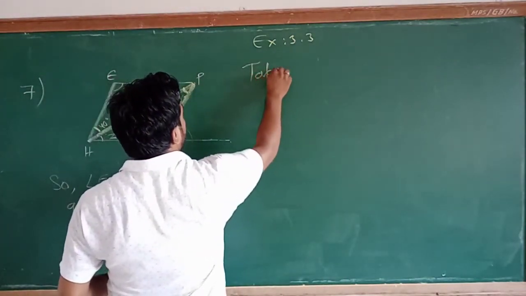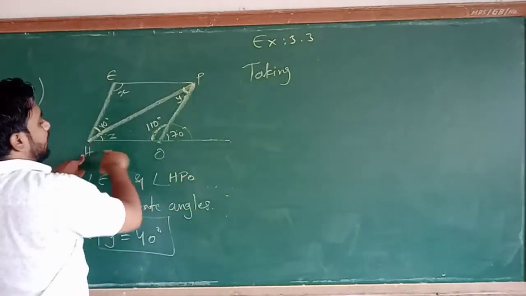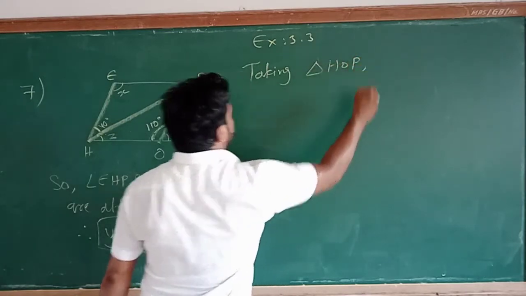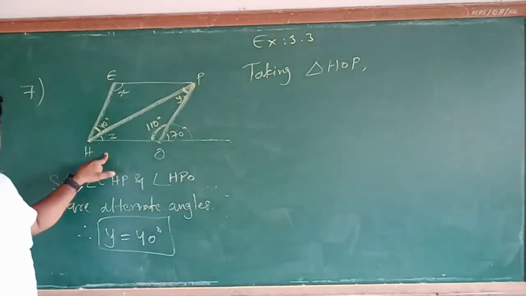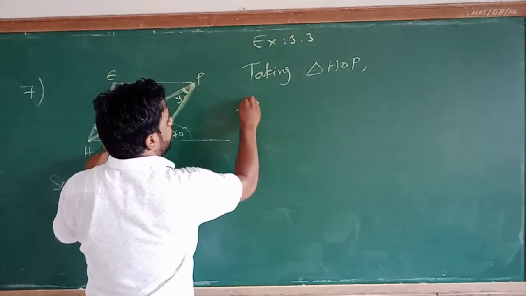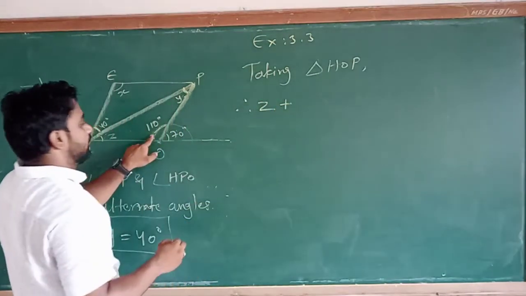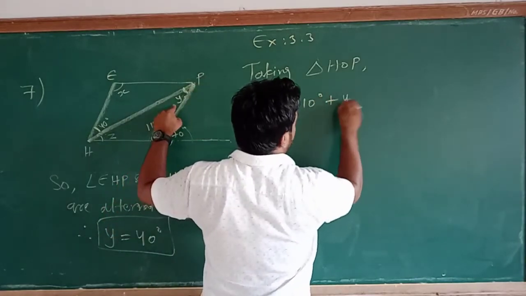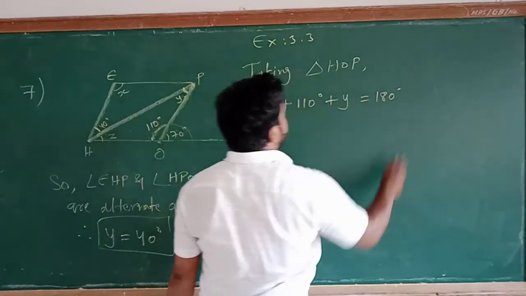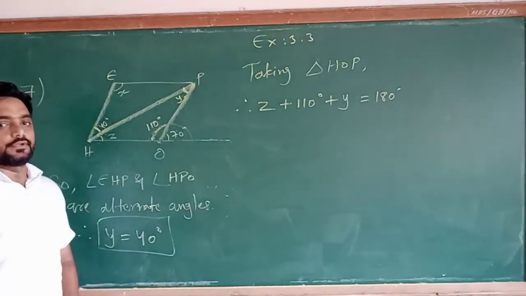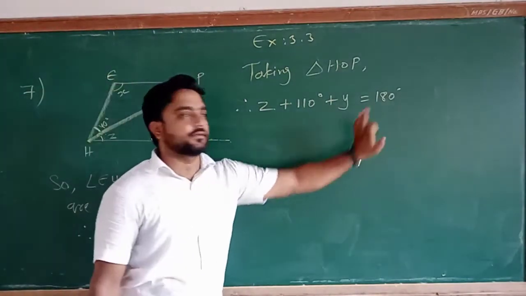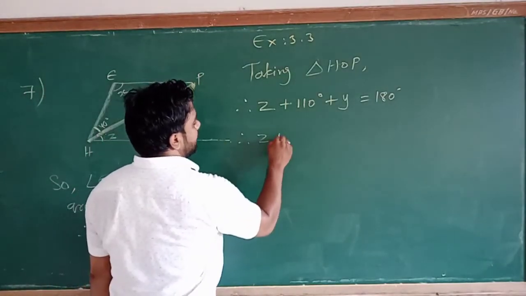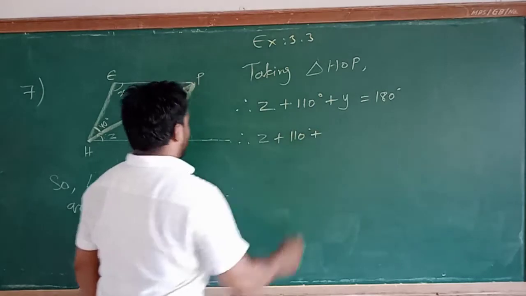Taking which triangle? HOP. Triangle HOP. हम triangle HOP लेते हैं, उसके अकॉर्डिंग, that is therefore z plus what is the value? 110 degree plus another angle y is equal to how much? 180 degree. Understand or not? That is the summation of all the angles of a triangle is equal to how much? 180 degree. So therefore z plus 110 degree plus what is the value of y?